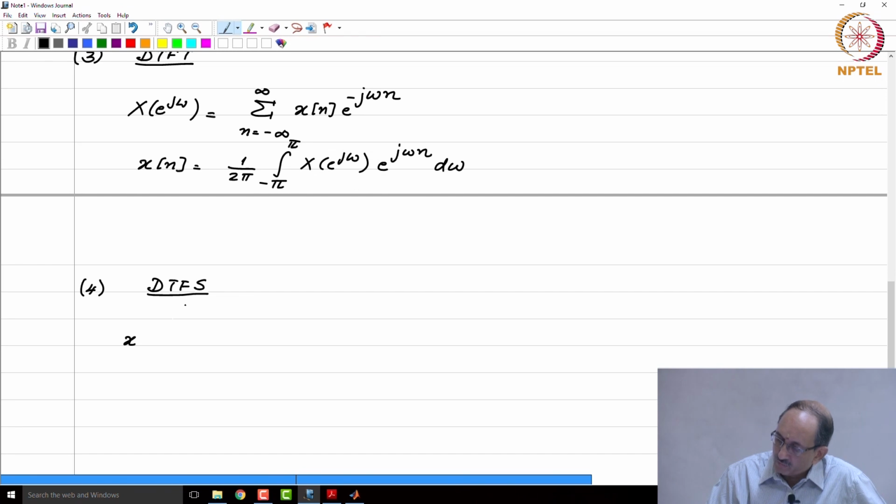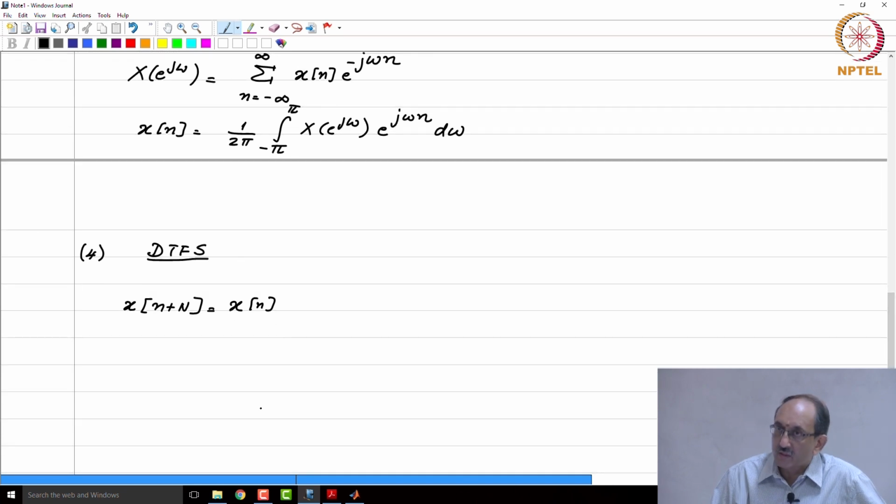So, the moment you have a Fourier series, you expect some periodicity to be present. In the continuous time case, the signal was periodic with period capital T. Now you are applying the same principle to the discrete time counterpart. You have x of n plus capital N equals x of n.